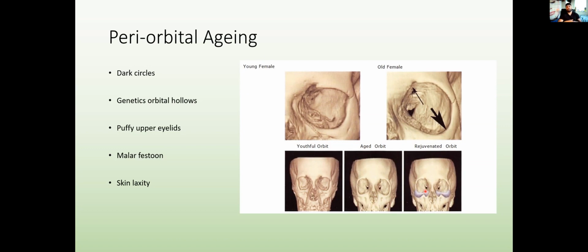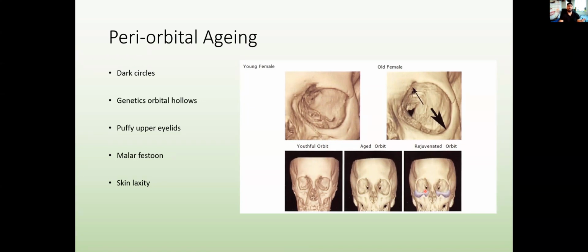Some signs and symptoms, or clinical features, that we're going to be seeing in our patients will be dark circles, which is where product choice is very important. Genetics: sometimes you'll even have kids or even babies that have a mild tear trough. Remember, the tear trough starts at the medial canthus, okay? So it could be a genetic problem. Puffy eyelids: some people are prone to puffy eyelids, especially waking up in the morning. Malar festoons or malar edema, if you like, and skin laxity. So these are all things that we need to consider and we may see in our patients.